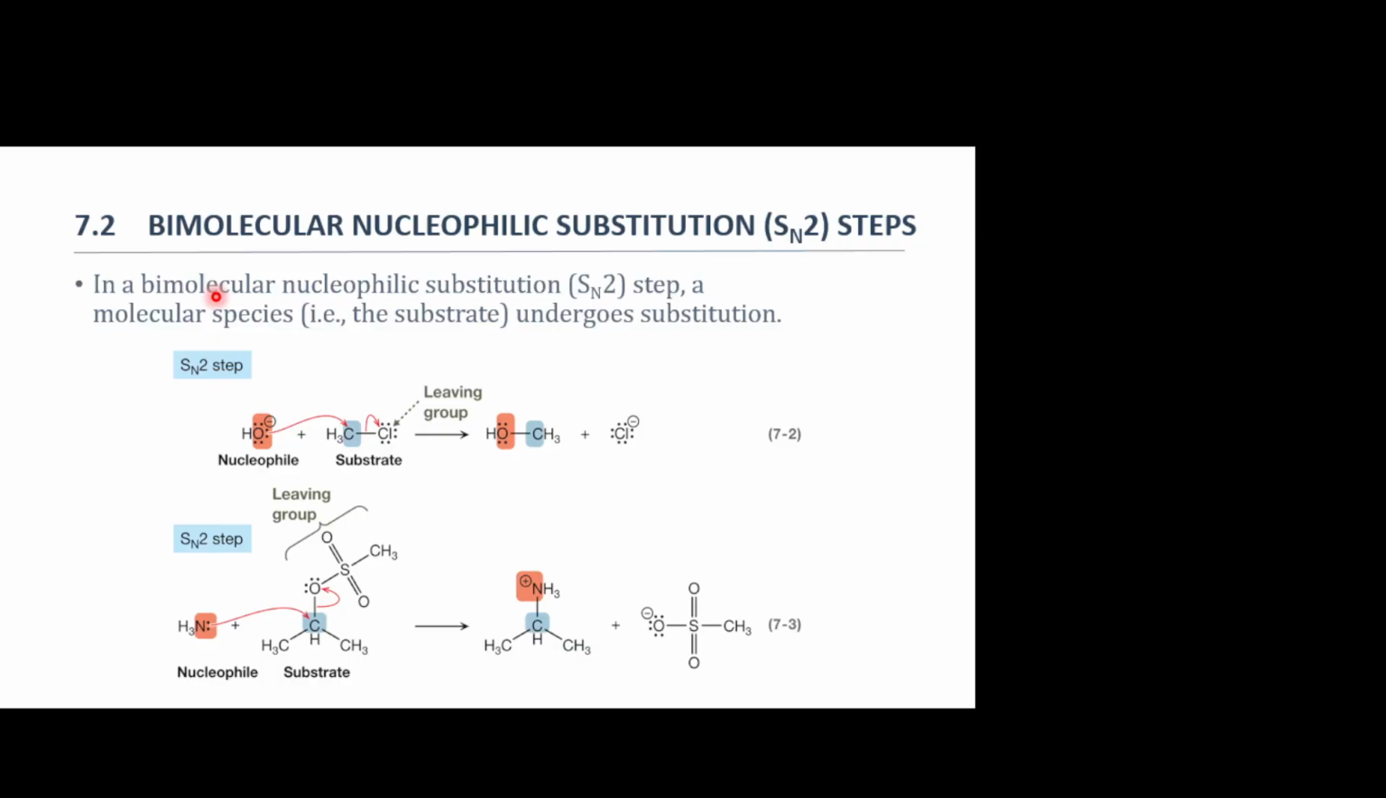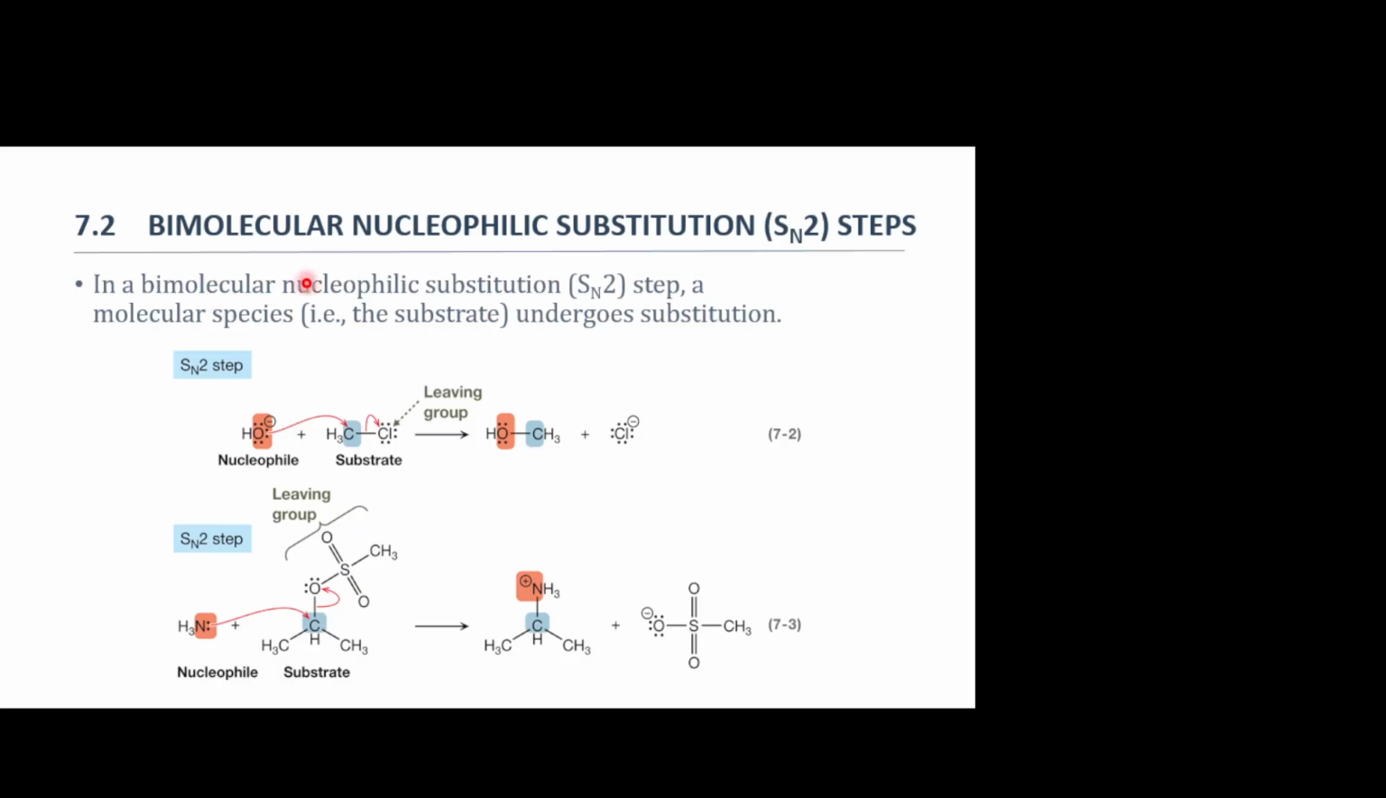Okay. If we have a unimolecular reaction, what's that going to be like? How many things have to collide? Yeah, we just have one thing. It's going to be by itself. It's going to do its thing. And that's always going to be your slow step.